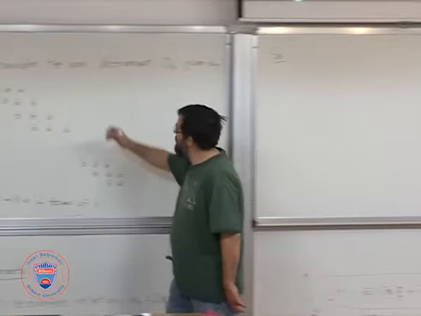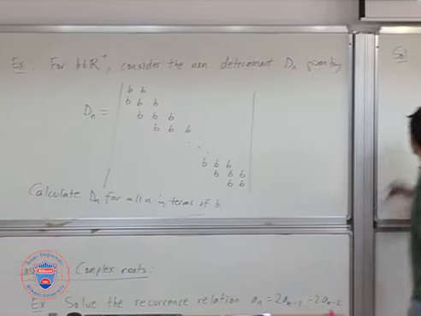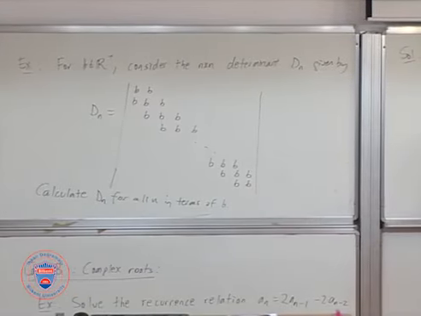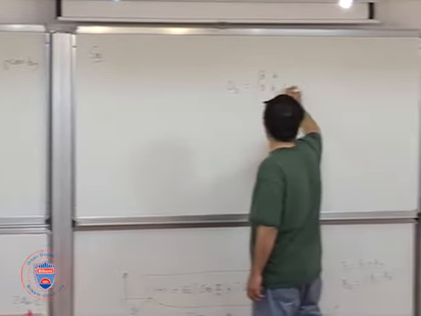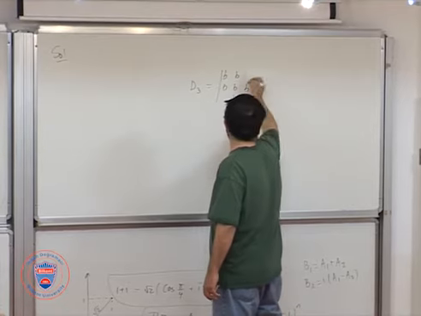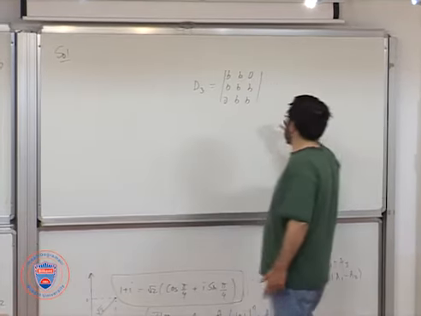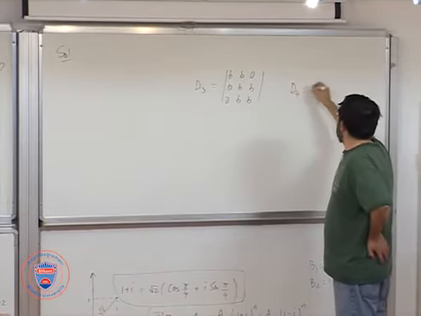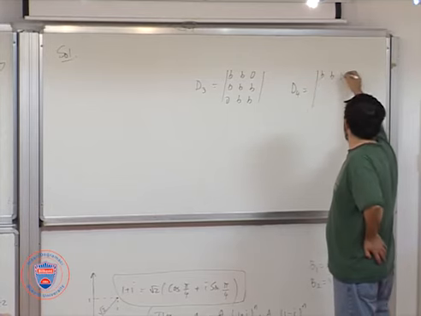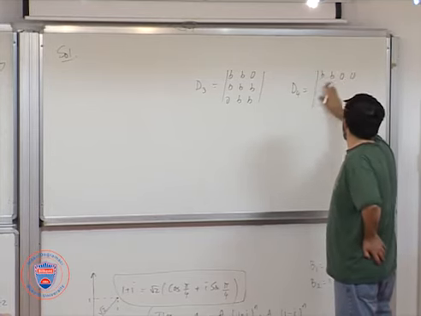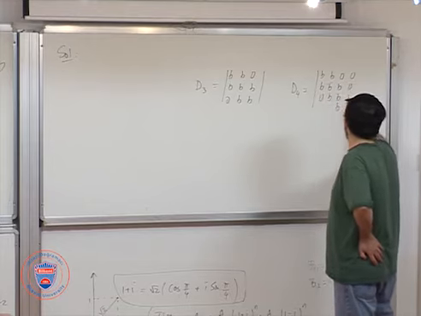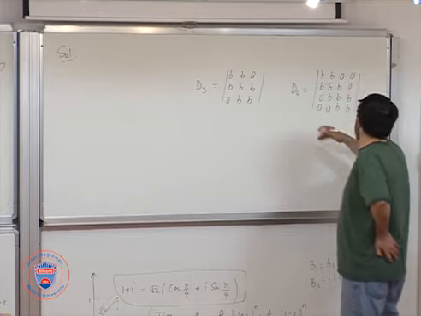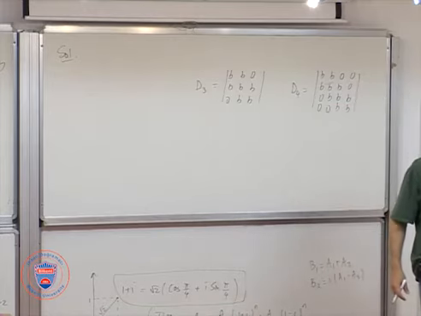You see that D3 is something that you can talk about, because it will start like this, and then it will end with 2 b's. So D3 is something you can talk about. You can also see D4 like this. So these determinants you can calculate using standard determinant theory.